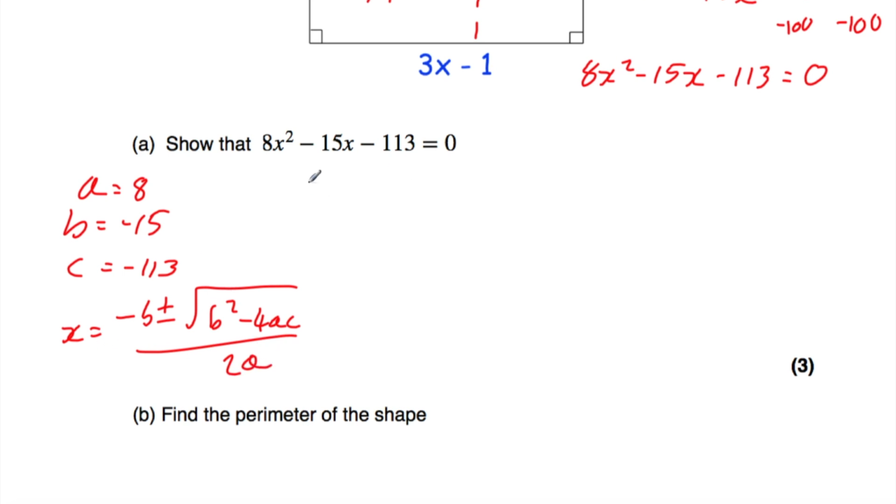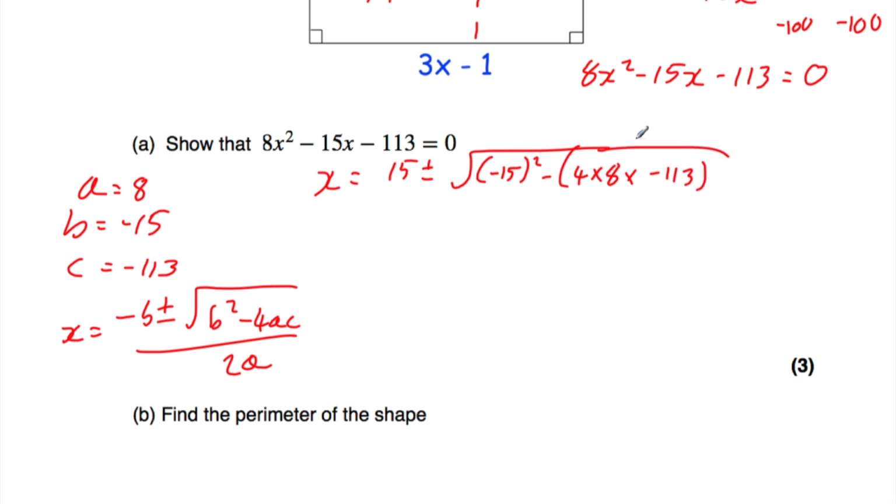So let's substitute in the values. So x is equal to minus b. Well, b is minus 15. Minus b would be 15 plus or minus, and then we're going to do the square root of b squared. Well, that's going to be minus 15 squared, so minus 15 squared. And then we've got minus 4ac. So in brackets 4 times a, which is 8, times c, which is minus 113, close brackets, and then just extend our square root sign.